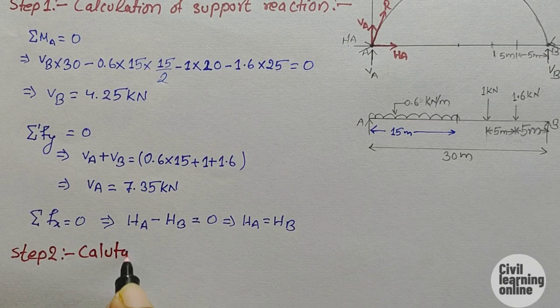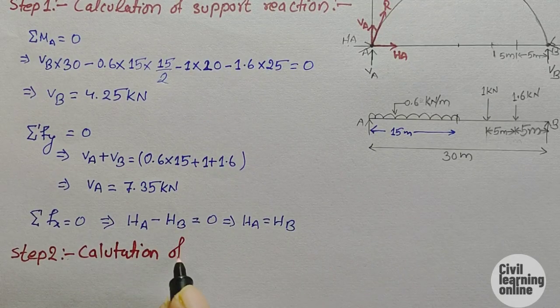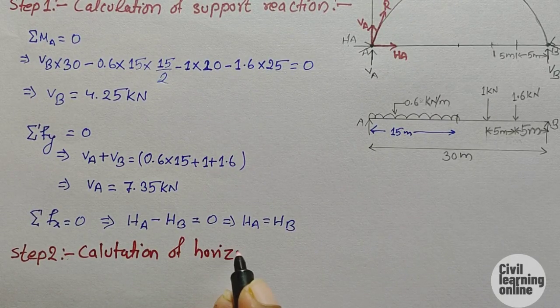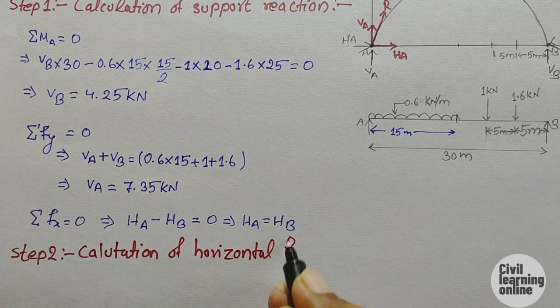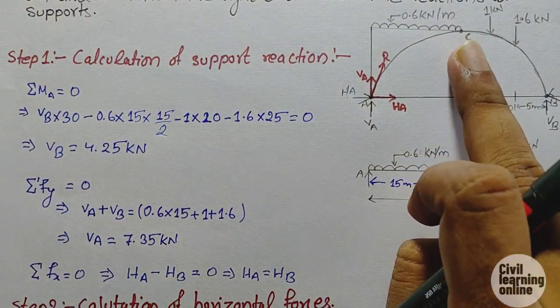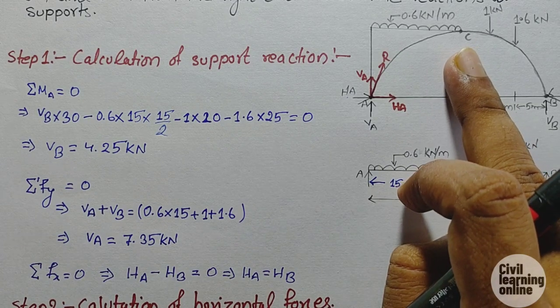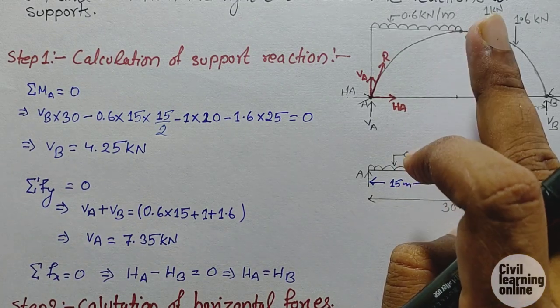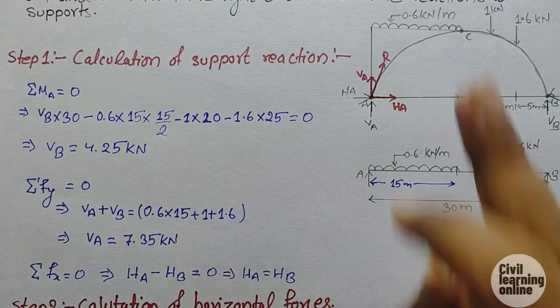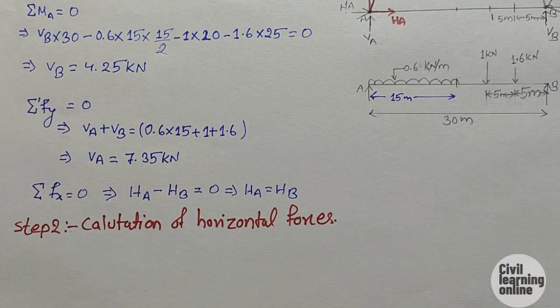Calculation of horizontal forces. So for calculation of horizontal forces, we will be taking the moment about the crown, that is moment about C, and it has a special case in the three hinged arch that the moment about the crown, that is the moment at C, will be 0. So let's write it down. We will write here moment at C, means MC equals to 0.